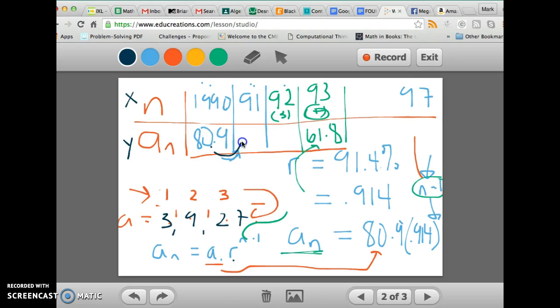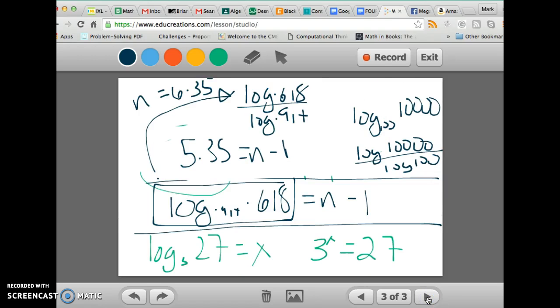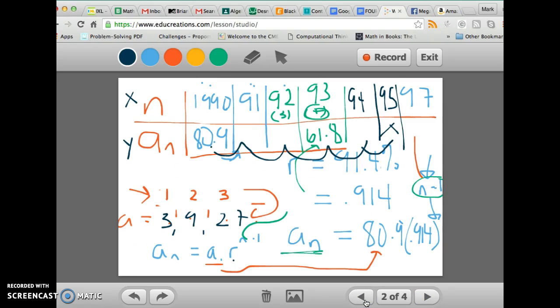So n is at 1, 2, n is at 3, n is at 4, n is at 5, still not there. n is at 6, still not there in 1995, but at 6.35 it's going to get there. So close to around here is where this happens, where n is 6.35. So sometime around 1995, that's when this is going to get to 50. The end.